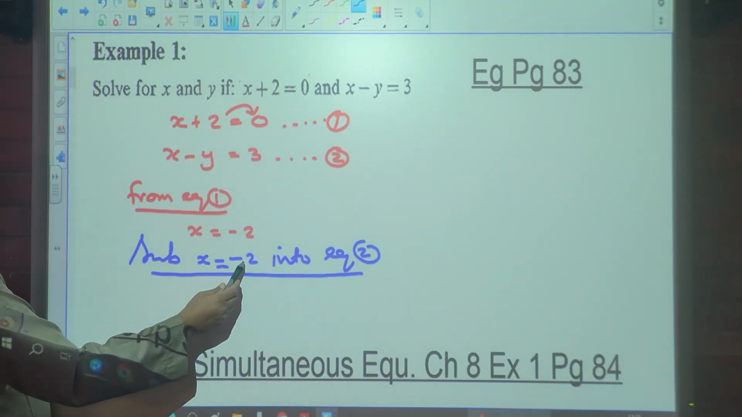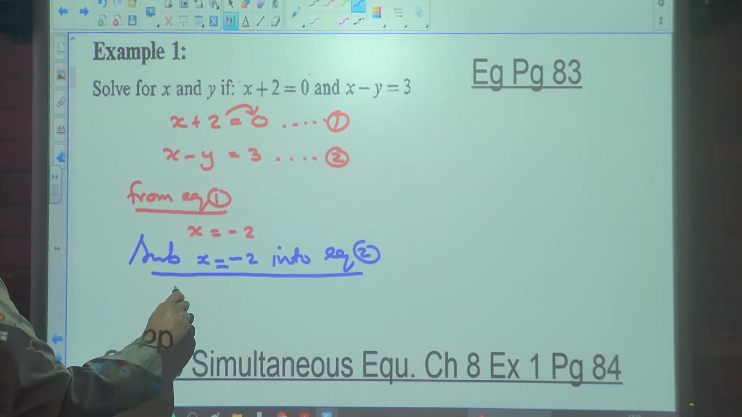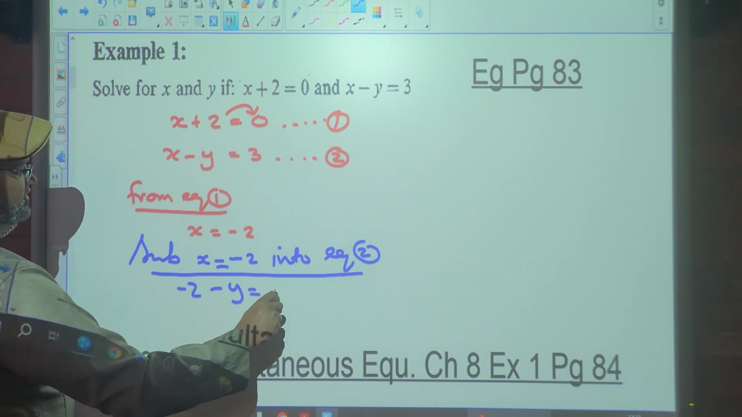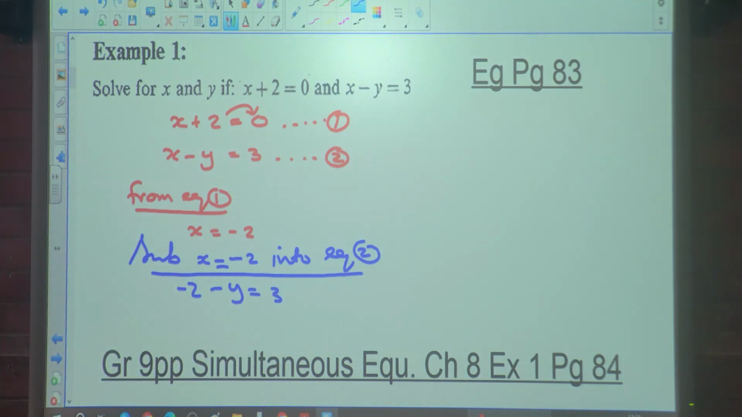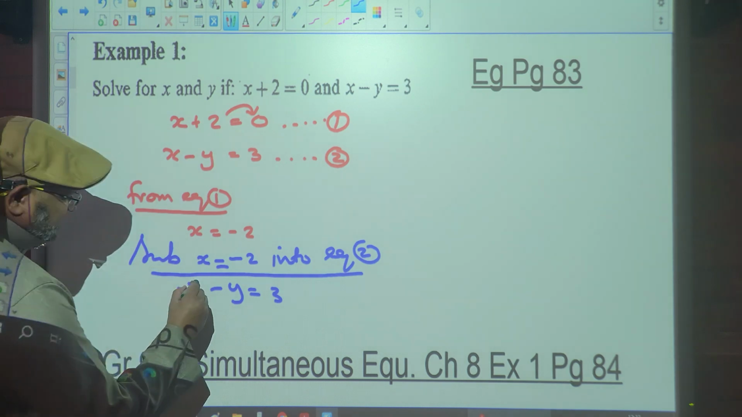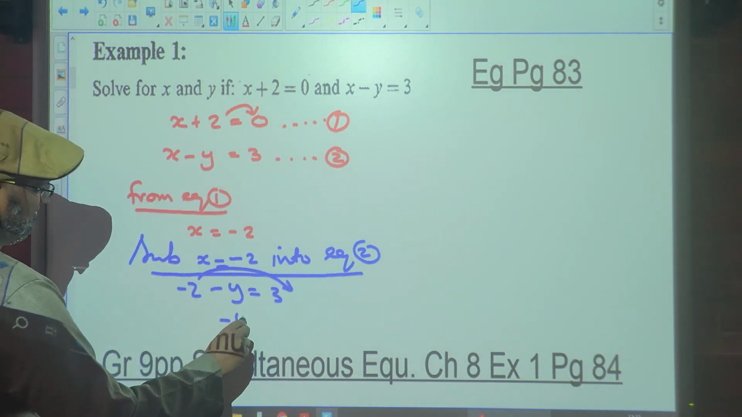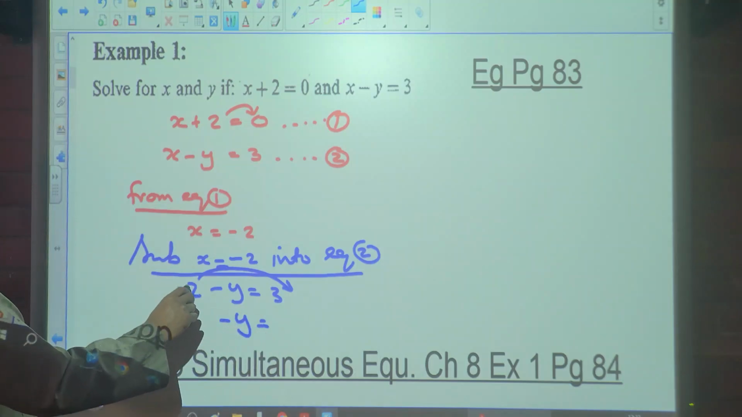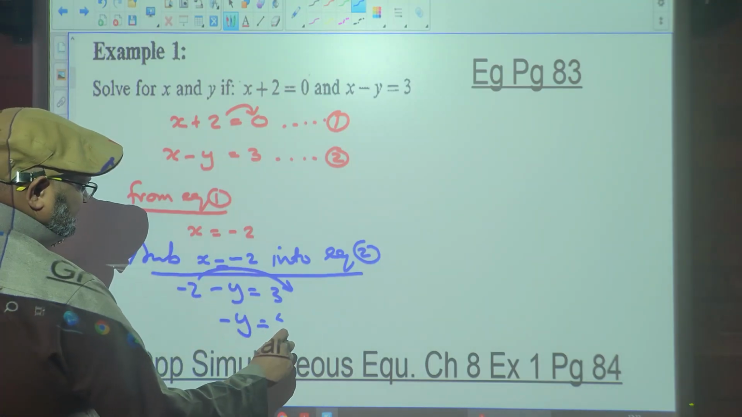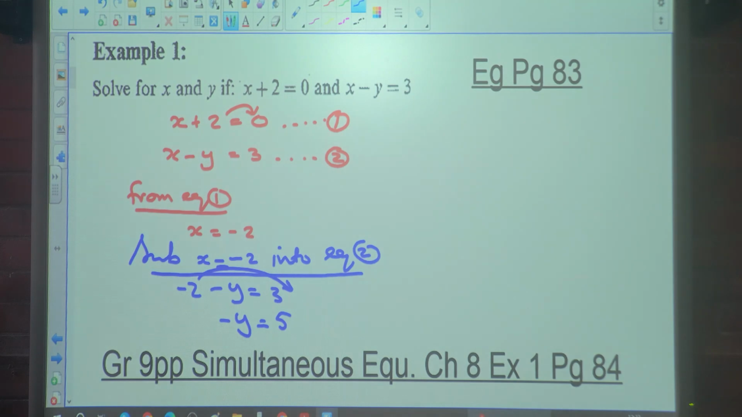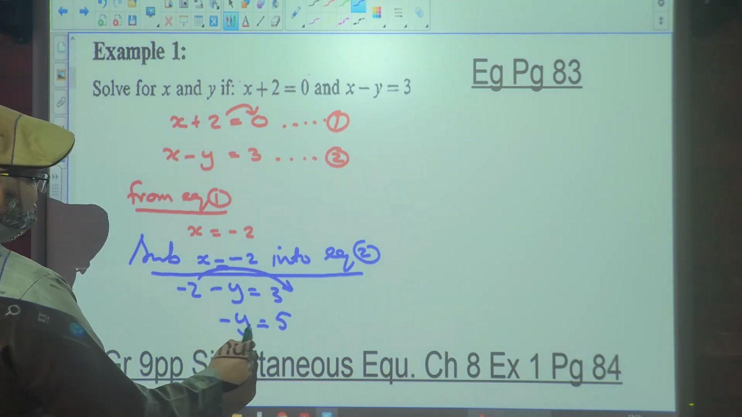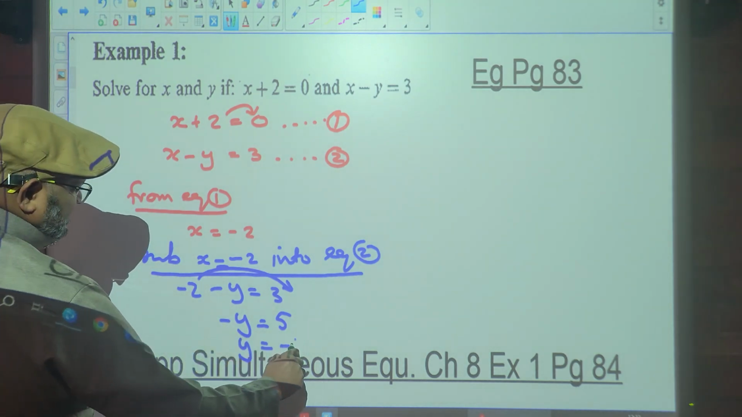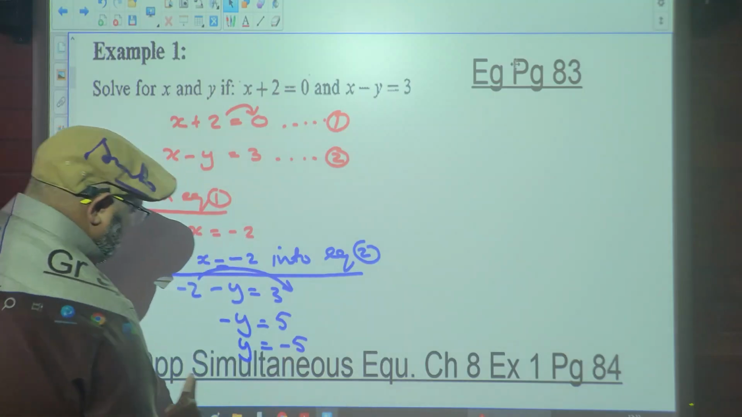Okay, so whenever I see x, I put a minus 2. So minus 2 minus y is equal to 3. So what I do is I take this over the equal sign. So minus y is equal to 3 plus 2. And what's 3 plus 2? 5. I get y on its own. What do I do? Divide both sides by negative 1. So y is equal to negative 5.